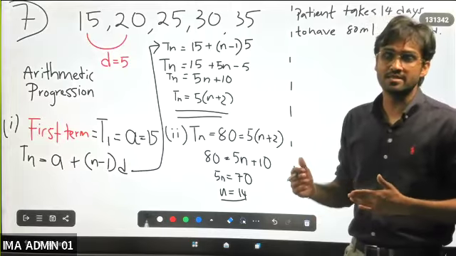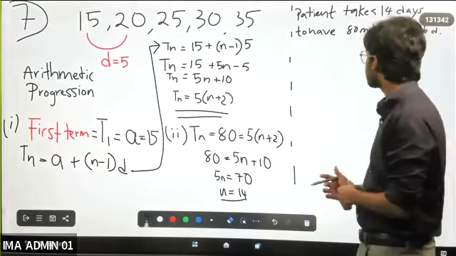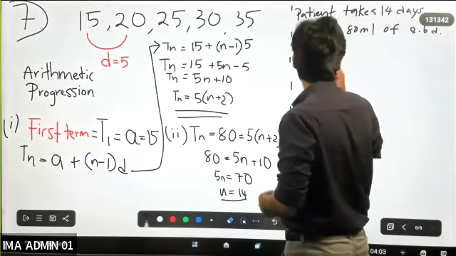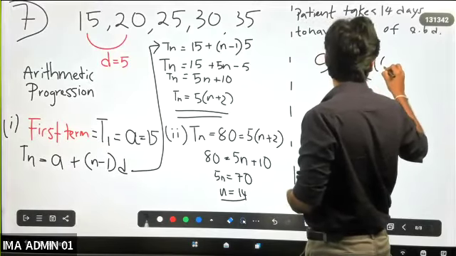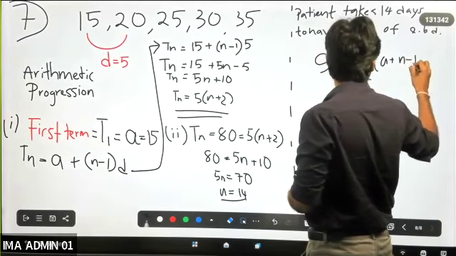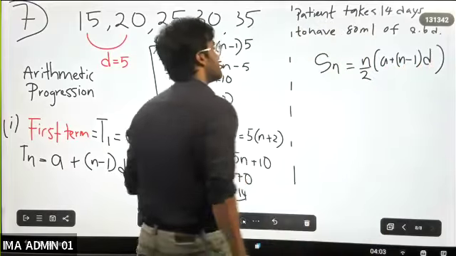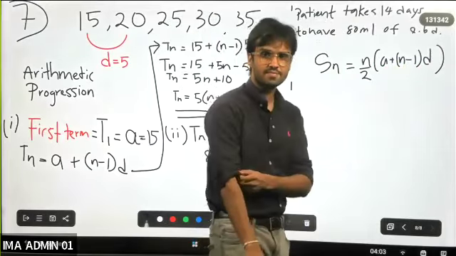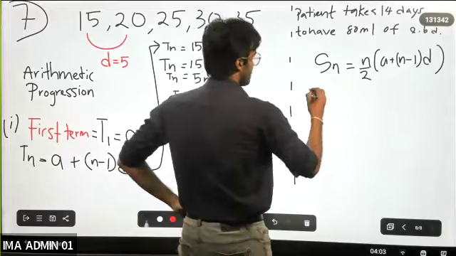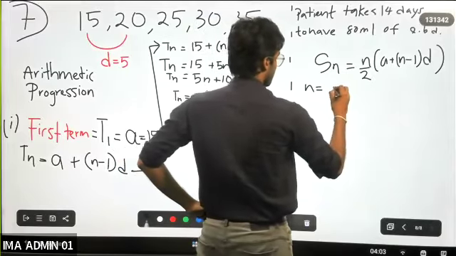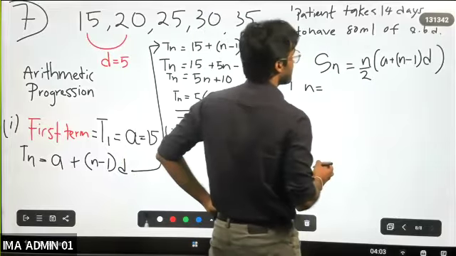So which means the sum of this progression. So a sum of a progression, what's the equation? We discussed this yesterday. This is the equation, right? So Sn equals n divided by 2, within brackets a plus, again within brackets, n minus 1 by d.